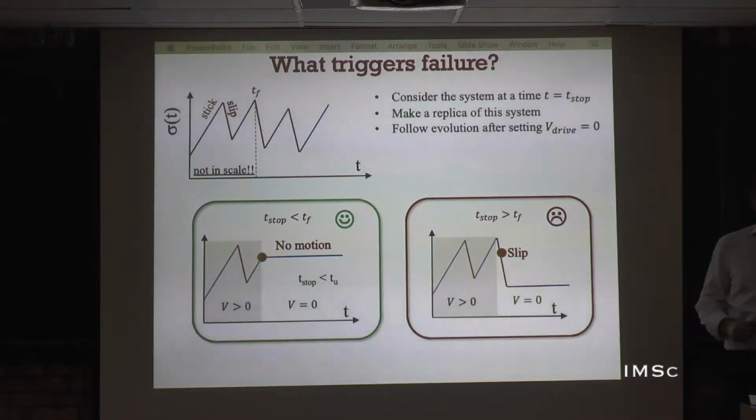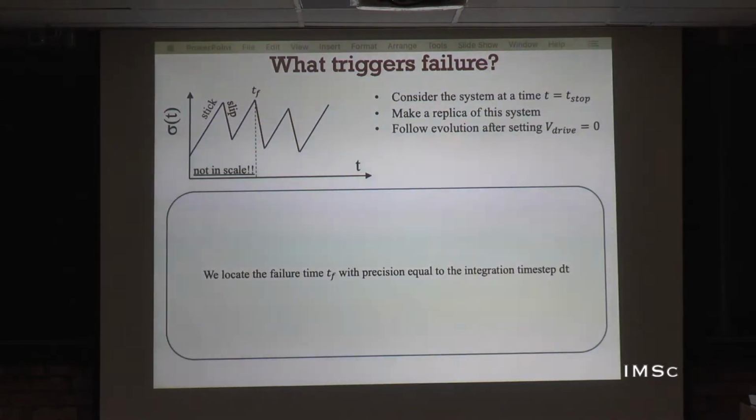If the system is in the slip phase, even if you are not driving it, it's going to move. So if you look at whatever dynamical properties you want, the drop in the stress, the mean-square displacement, you're going to see some signal. By doing that, you can then use some splitting algorithm to locate the failure with a very high precision. And we locate it with the highest precision we can have, which is that of our integration time step. So now we know precisely when the system is failing.